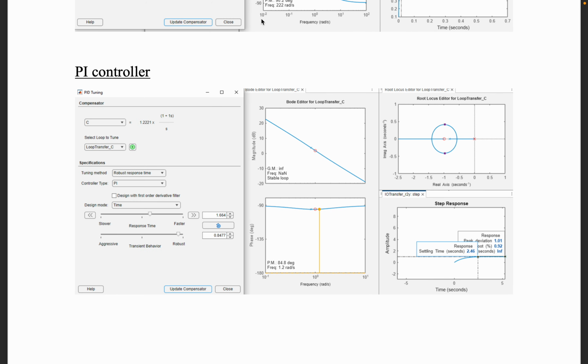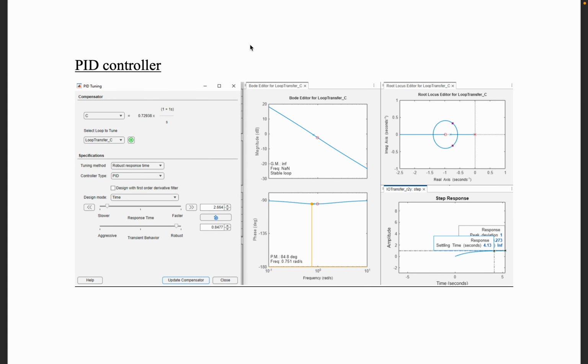For the PI controller, the controller removed the steady state error but made the system slower. For the root locus, the controller added a pole near a zero, which improved stability a bit. And for the Bode diagram, the controller had low frequency gain but was still weak at higher frequencies.